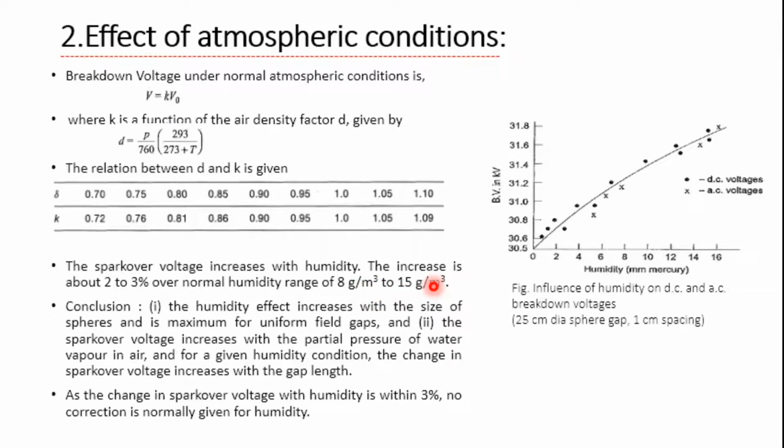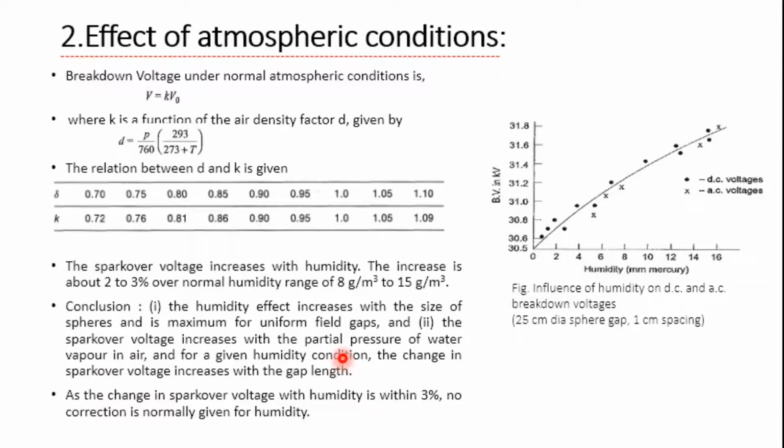So from this we can conclude that humidity will affect the size of the sphere and is maximum for the uniform field gap, and this is nothing but the humidity increasing with the size of the spheres, and the spark-over voltage will increase with the partial pressure of the water vapor in the air.